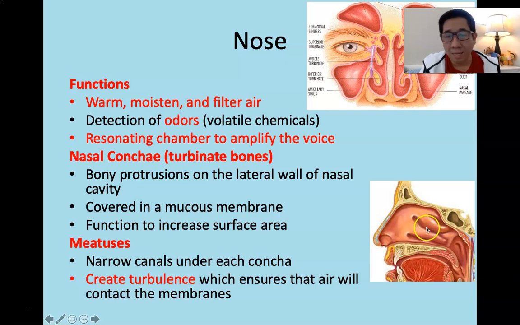Nasal conchae. Conchae is 3, like plural. So nasal concha is singular, is these bones right here. Meatus is all these creases. They actually also help with that turbulence, keep the moisture in your nose.